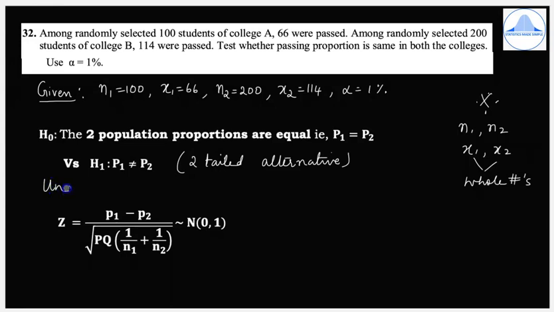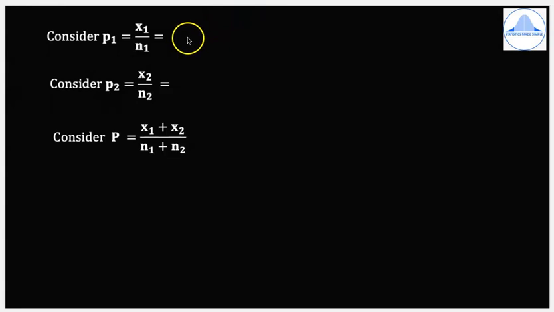Now the next important step is to write the test statistic. So write the sentence under H naught. The test statistic is the formula Z equal to, this is small p1 minus p2 divided by root pq into (1 by n1 plus 1 by n2), which follows normal 0, 1. Now we have to calculate the sample proportions p1, p2, and also capital P, that is the population proportion.